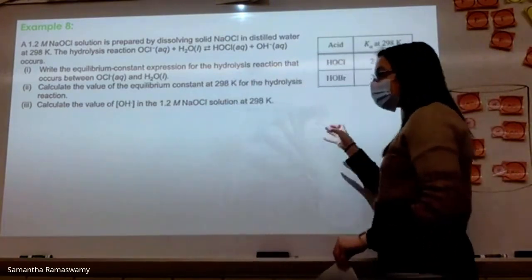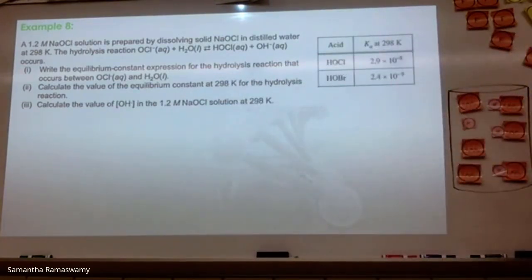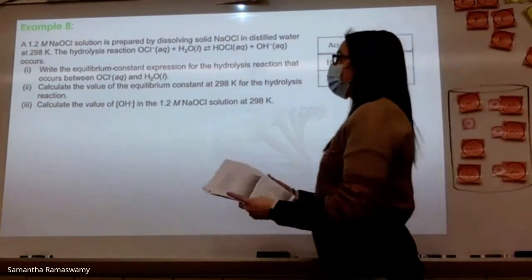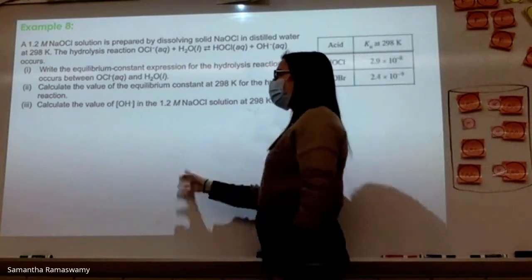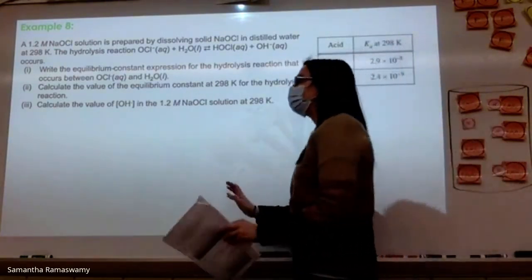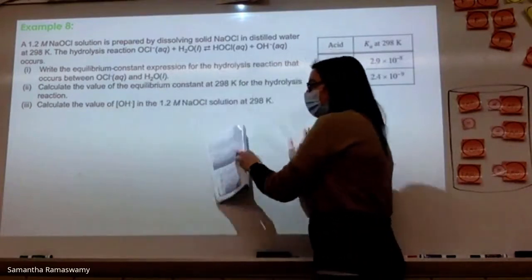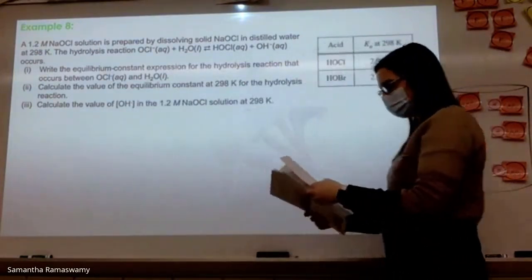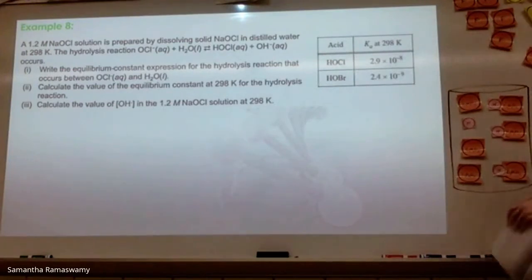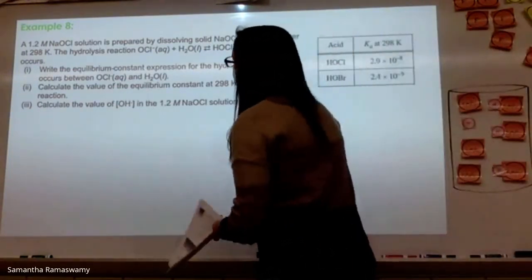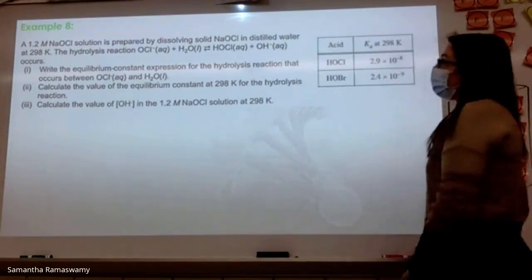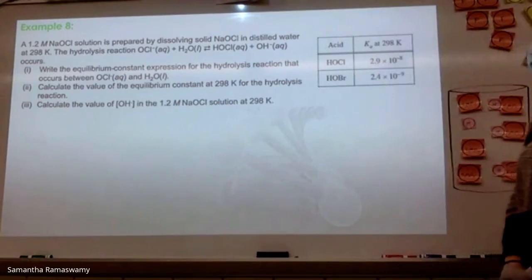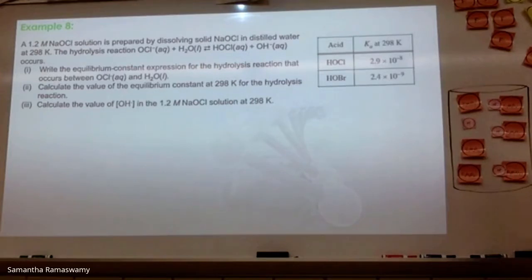So we're going to take a look at example 8. I have it split on two different slides. I was working through this in my notes packet, and I had to kind of split underneath the question in half so that I had enough space to work through everything. For this example, it says a 1.2 molar NaOCl solution is prepared by dissolving solid sodium hypochlorite in distilled water at 298 Kelvin. 298 Kelvin is 25 degrees Celsius.